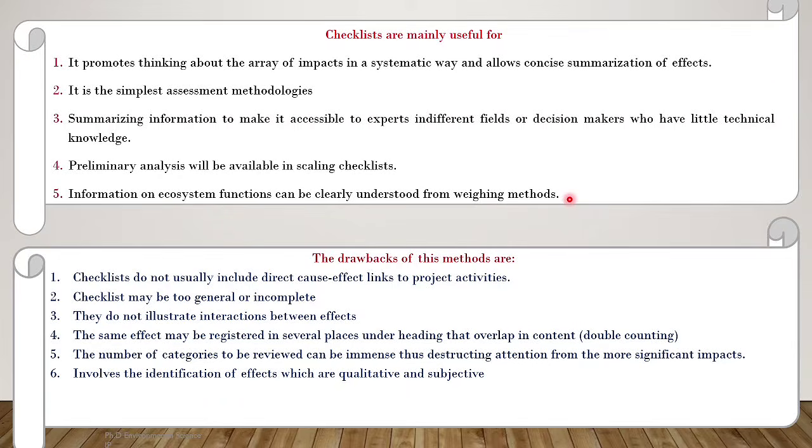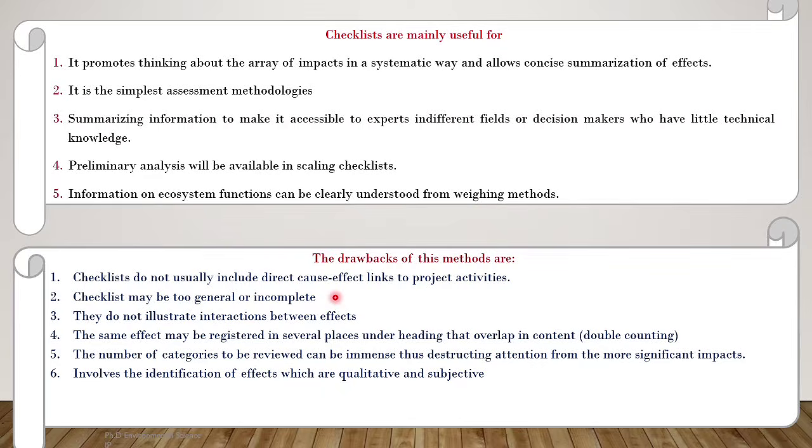Then there are certain drawbacks as well. These checklists typically do not include direct cause-effect links between the project activities and environmental impacts. This can make it challenging to understand the precise pathways through which a project might affect the environment. These checklists may be too general or incomplete, potentially missing specific impacts or details that are critical for a thorough assessment. The lack of detail can result in an insufficient understanding of the full range of potential environmental impacts.